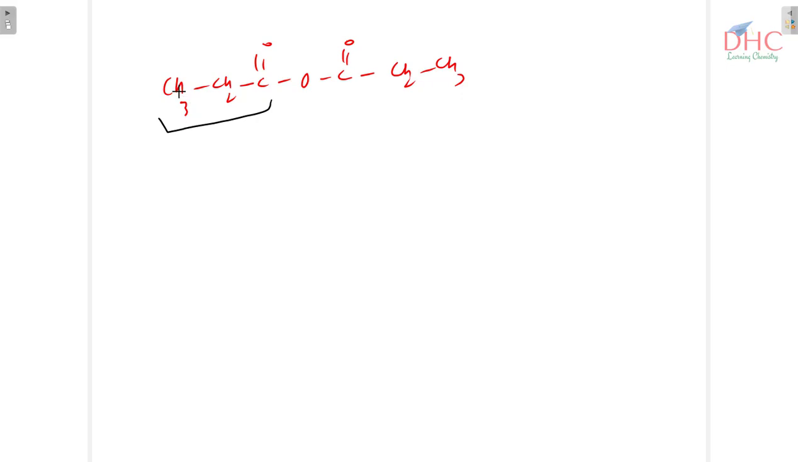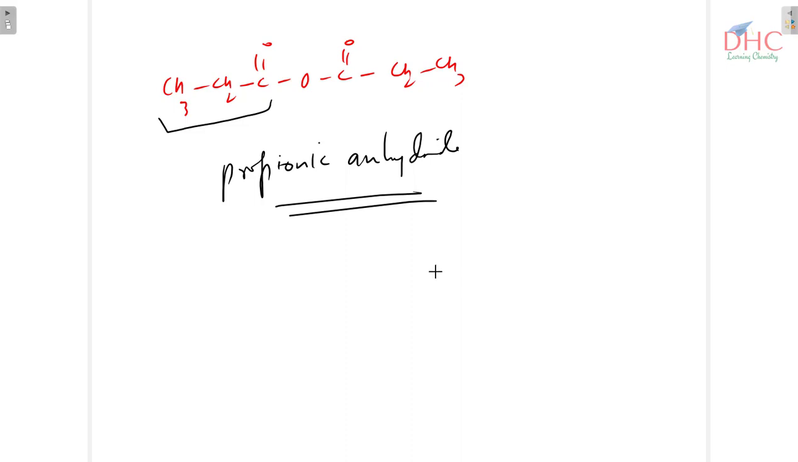Similarly, if we have this compound CH3 CH2 C double bond O, then O, C double bond O, CH2 CH3. Now this is again a symmetrical molecule because it contains ethyl groups on both sides. So how many carbons on this side? 3, 1 2 3. So it's propion. Now see, it is an anhydride, so ic anhydride will come: propionic anhydride. So propionic anhydride is the name.